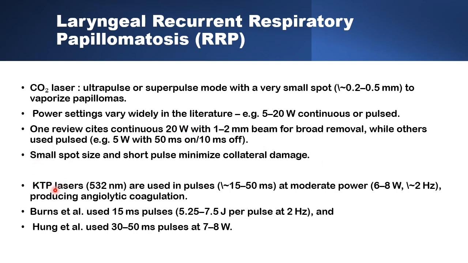The alternatives, like a KTP, for example, can be used in a pulsed mode, and this would vary between 15 to 50 milliseconds on, with moderate power somewhere between 6 and 8 watts. Some would use it towards the lower pulse duration, 15, and others would use between 30 and 50 millisecond pulses. The power again would be less than 8 watts, 5, 6, 7, or 8 watts.